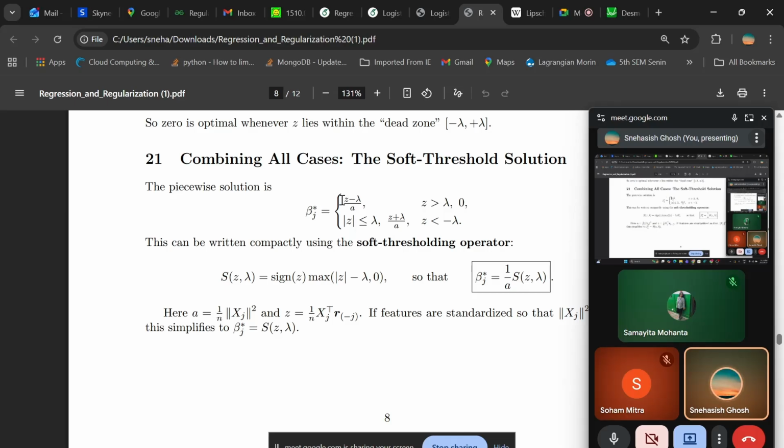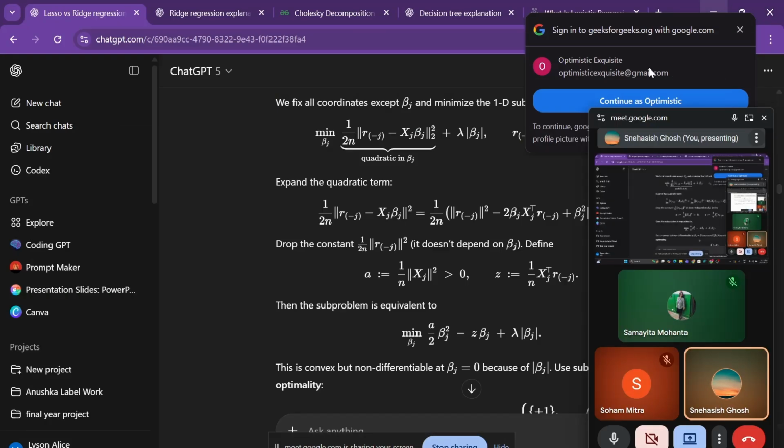Now these parameters, so here for instance, it is dependent on lambda. Obviously lambda is our hyperparameter, and that is something that we set ourselves. It's completely on us, right? So this turns out to be z minus lambda by a when z is greater than lambda, right? So what exactly is z again?